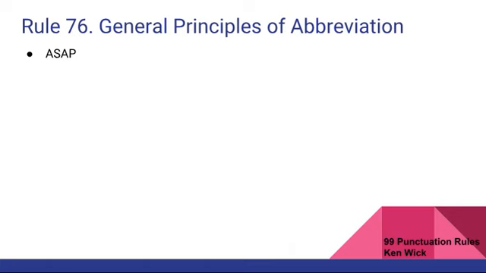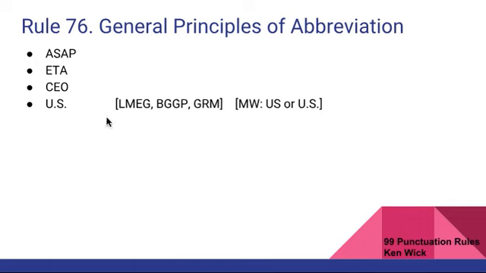So some examples: ASAP, ETA. I just want to point out there's been a move away. If you've seen this written with periods between the letters, that's how you used to write it. But now it's more common to see it without the periods. That's why I'm saying generally when you see capitalized abbreviations, there's no periods and no spaces. CEO. I should say all these are out of, I looked these up in a Merriam-Webster dictionary.